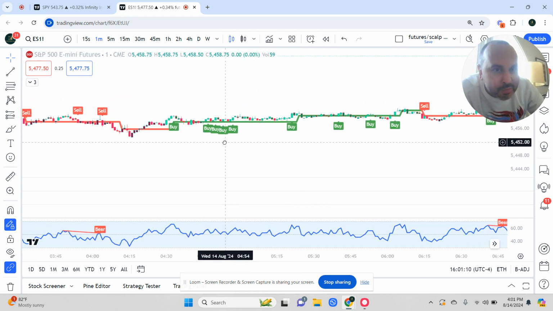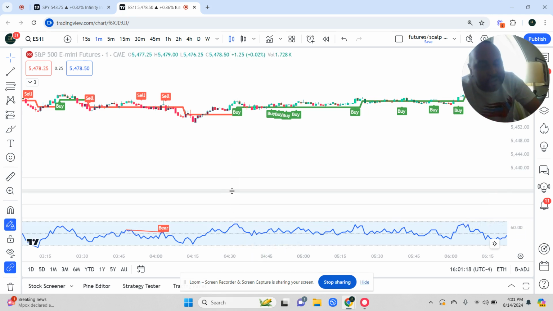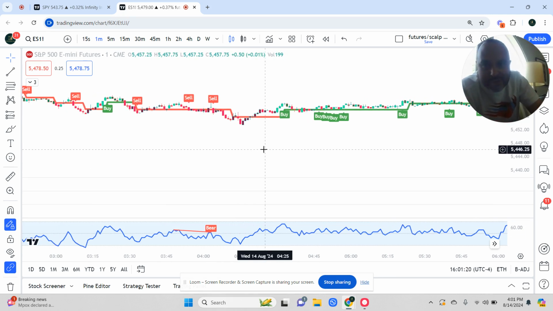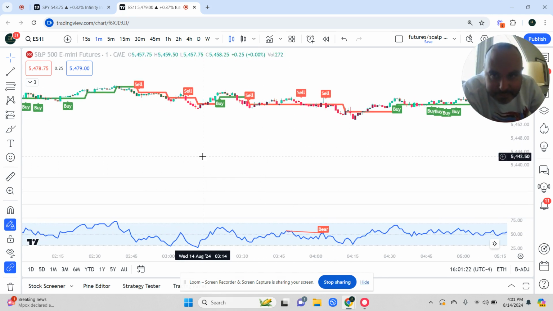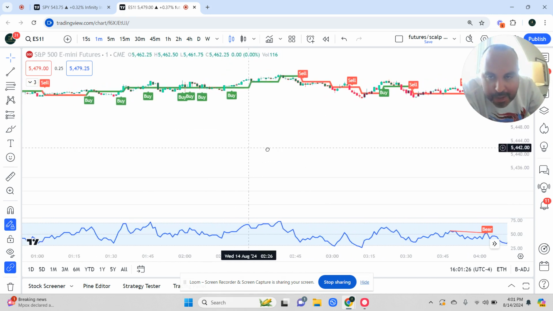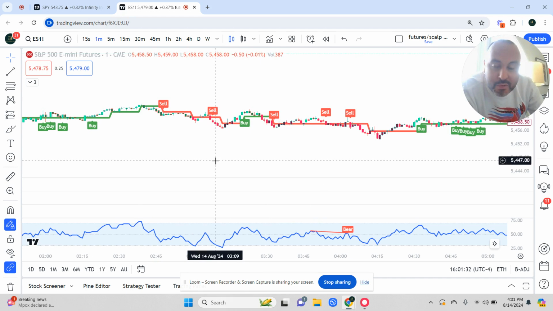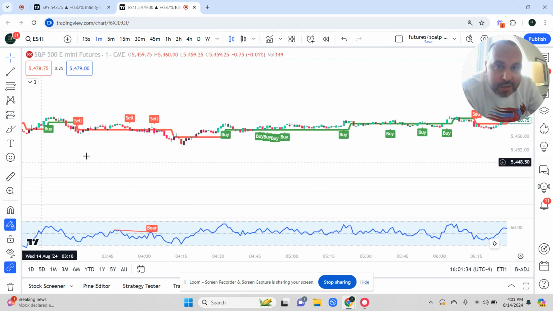Is it a losing play? Doesn't look like it, but it's not a great play. And the RSI is over or near the overbought situation. So yeah, that's your RSI divergence indicator. That's one of the ones that I really like.